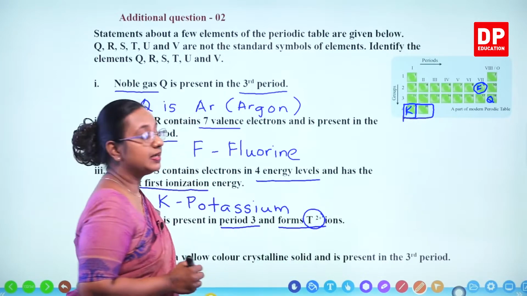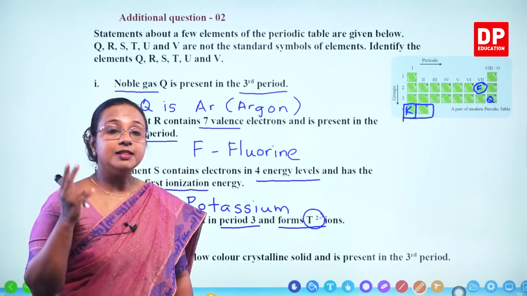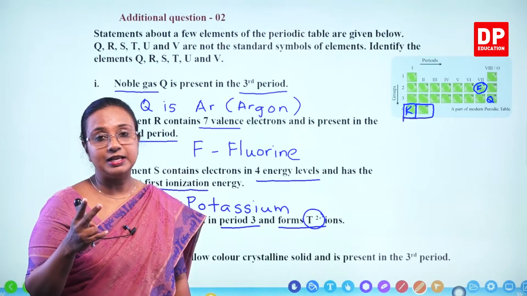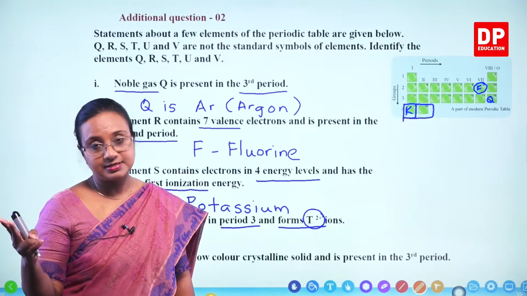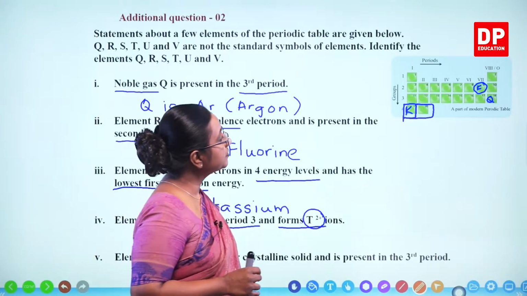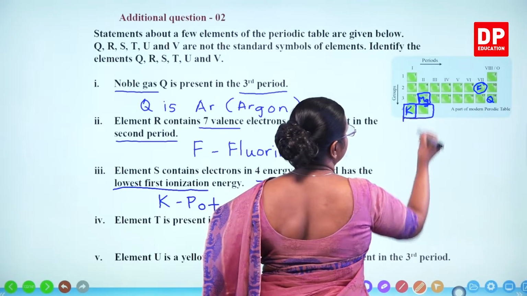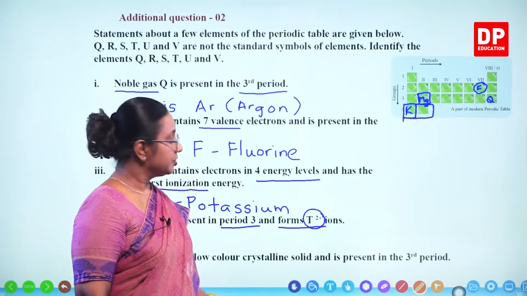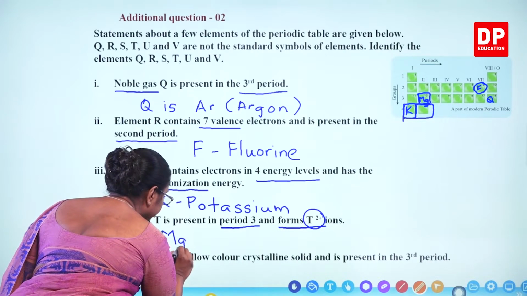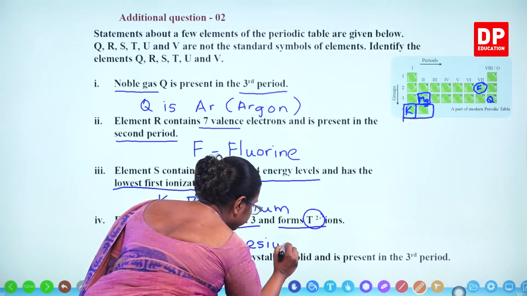And out of that, if it has to be 2+, then it should belong to group 2. Why? The group 2 elements have 2 valence electrons, and it is easy for that particular element to lose 2 electrons. So, the element that belongs to period 3 and forms 2+ ions is magnesium. So, we have identified element T, that is magnesium. Mg is magnesium.